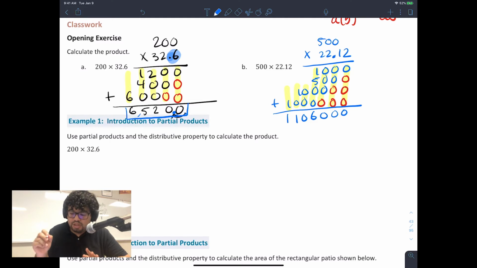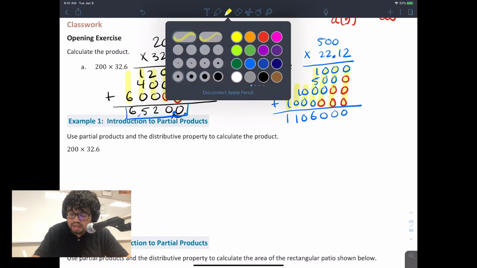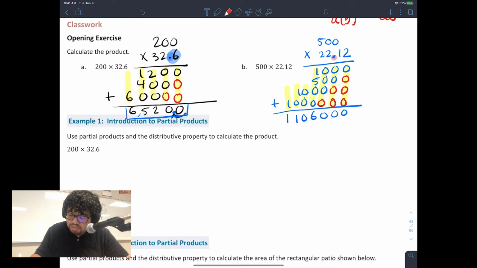Now, here is the part where I have to still put my decimal in the right place. If you've noticed, my decimal point's right there, and I have 2 numbers to the right. Therefore, I have a decimal point here at the end. I bring it back once, twice, and I'm going to put it right there. And then my answer is 11,060. That's my answer there.